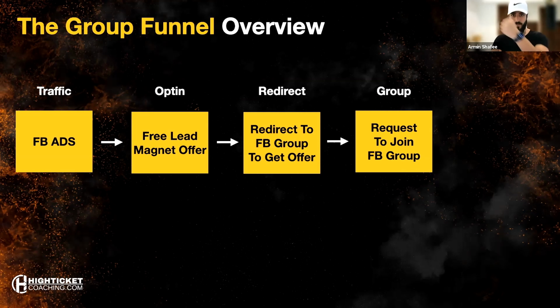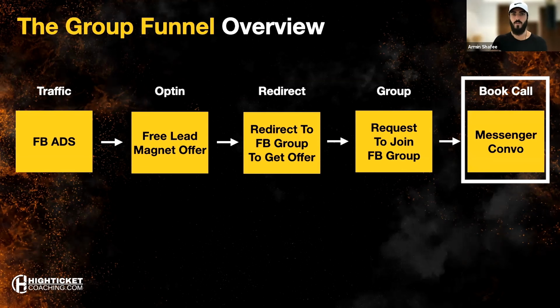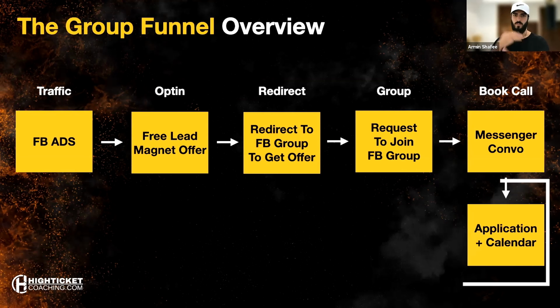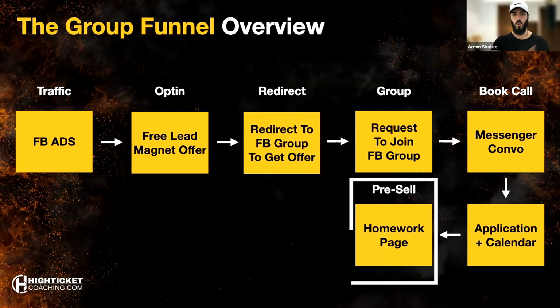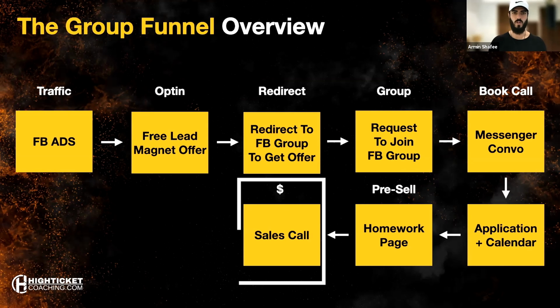So once they request to join the group, you got them, you have their Facebook account, you know who they are. Now you start a Messenger combo. That's where you book the call. Once you get to that part of the script, you say yes, they say yeah, you send them the link. They fill out an application, book the call, and then they go into a homework page before your sales call. This is where they get pre-sold on the offer. We talked about this, right? And then they get on the sales call, and that's where you close.